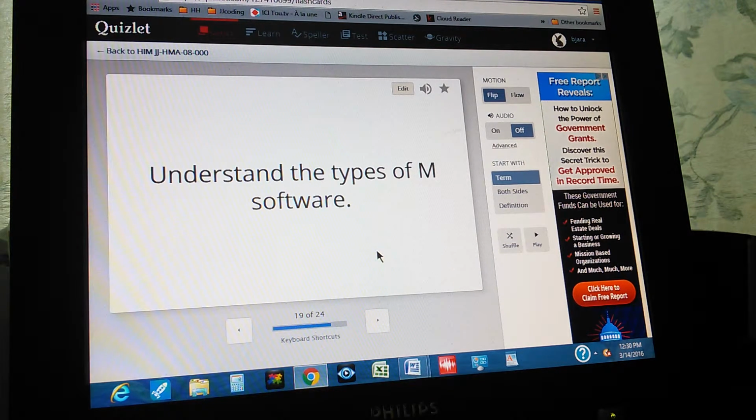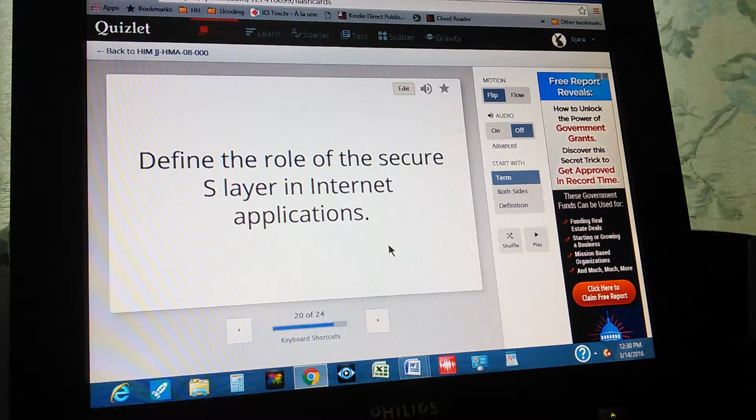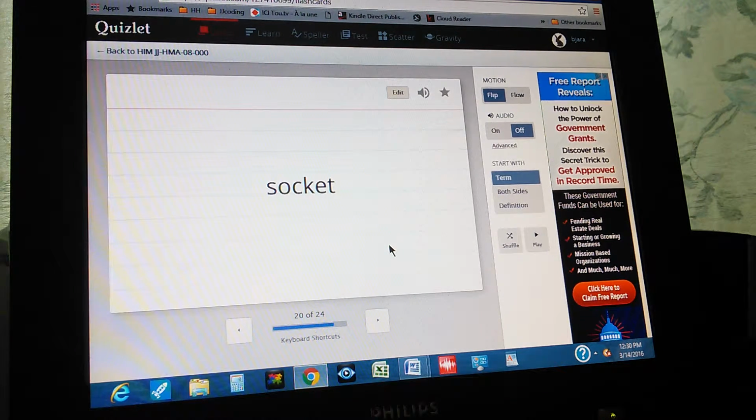Understand the types of M software. What's M? Malicious or viruses or things that are going to cause damage to your system, right? That's M, malicious. Okay, define the role of the secure S layer in internet applications. What's S? Socket. Excellent. Next.